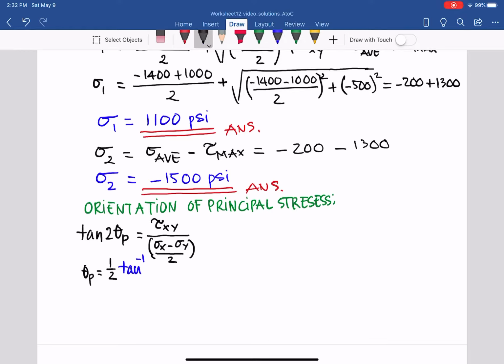Plug the numbers in: we have negative 500 divided by negative 1400 minus sigma y, 1000, and divide by 2 for the denominator. With your calculator, you get theta p equal to plus 11.31 degrees.